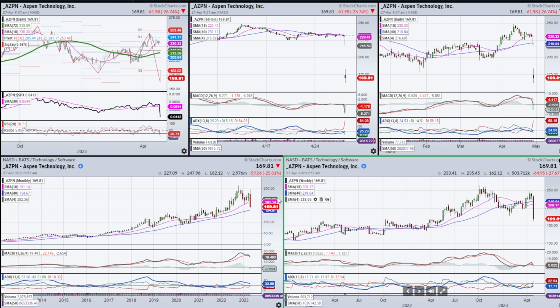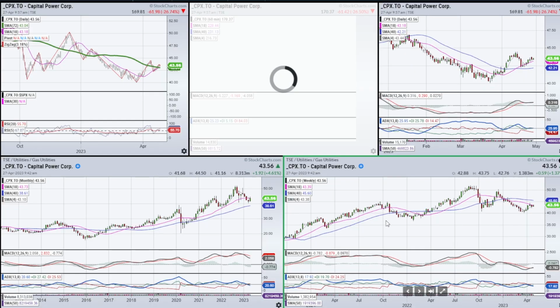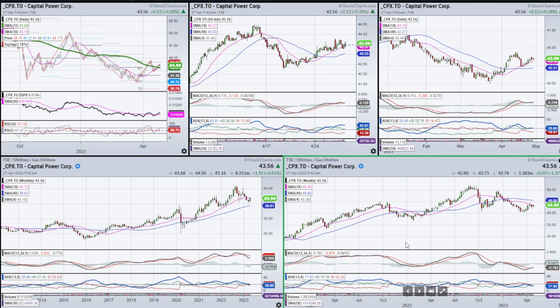Things have changed in the last 10 years. People have no idea. Everybody's in the same boat, that no one has any idea about earnings. You have to be incredibly careful when it comes to earnings time. Okay, so let's look at this Capital Power.